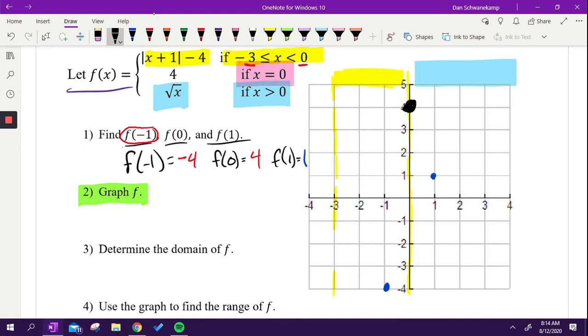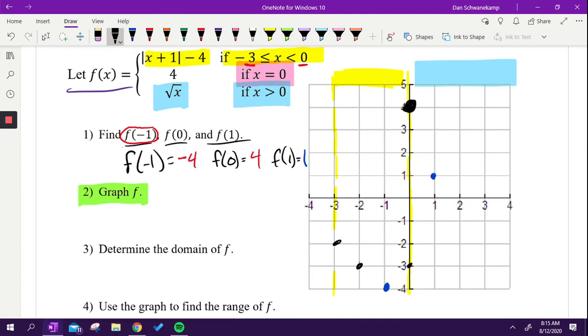So I'm going up 1, over 1, up 1, over 1, up 1, over 1. And I only graphed it between the two lines because that's where it lives. Okay, it only lives between -3 and 0. So I only graphed it right there. You could keep making the dots, but you would just erase them anyway. So I don't. So I'm making my V.